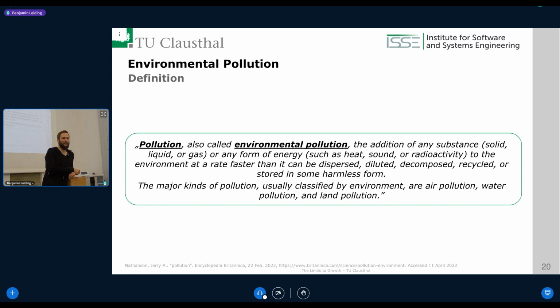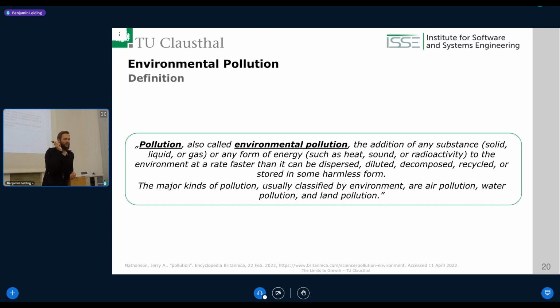Pollution, or also called environmental pollution, is the addition of any substance, solid, liquid, or gas, we've got there, or any form of energy such as heat, sound, or radioactivity, we didn't have this one, to the environment at a rate faster than it can be dispersed, diluted, decomposed, recycled, or stored in some harmless form.